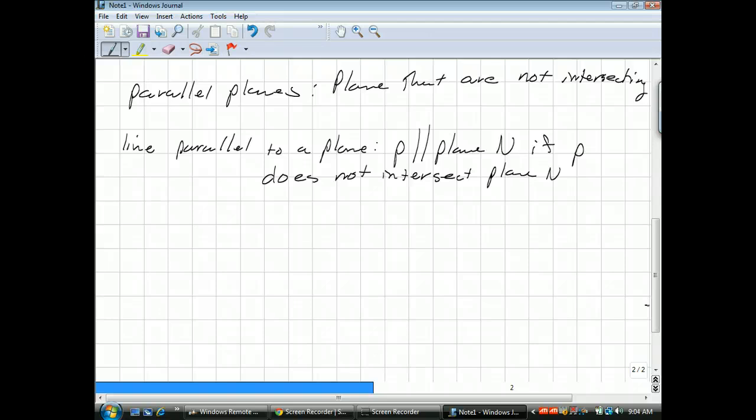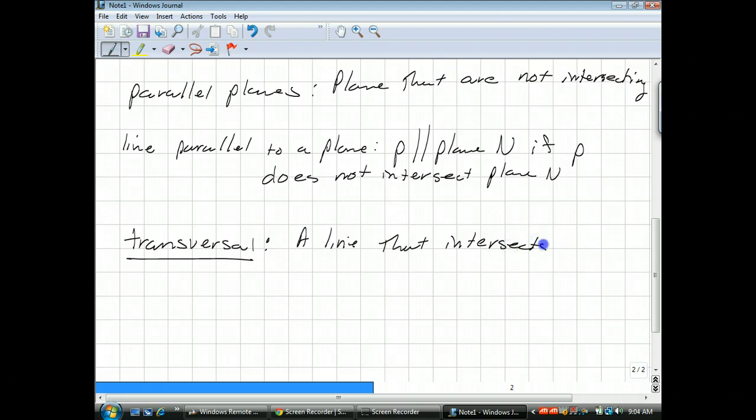Then we have the idea of a transversal. This is very important. We're going to spend a lot of time talking about a transversal. And a transversal is a line that intersects two or more coplanar lines at different points.